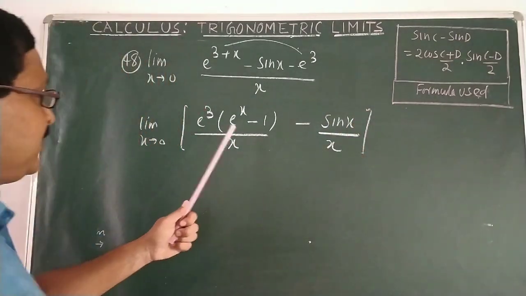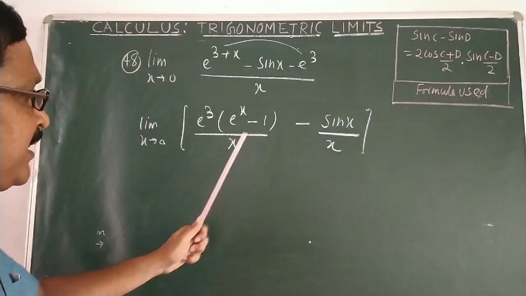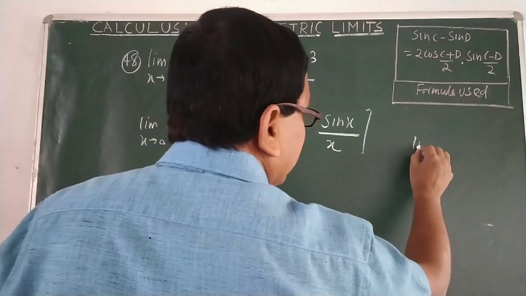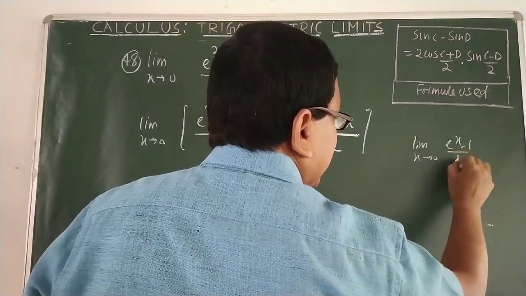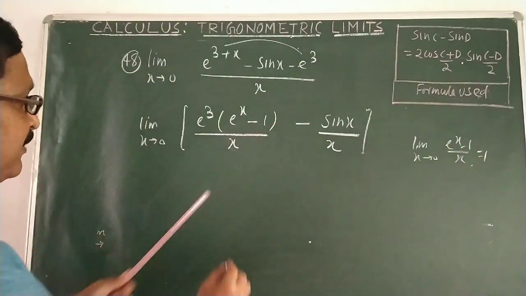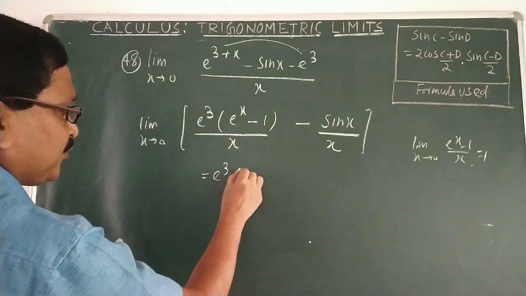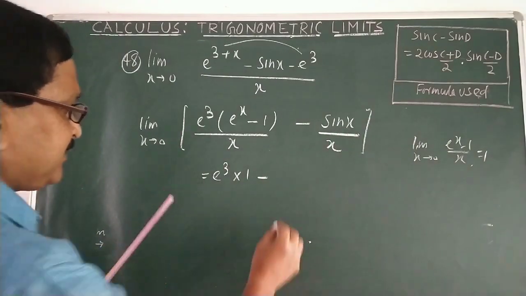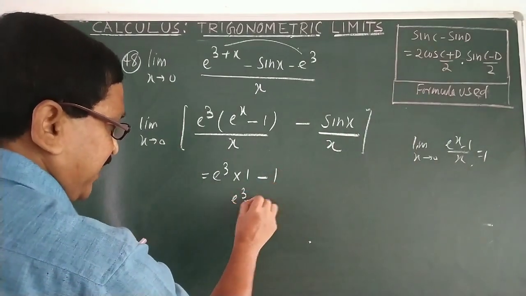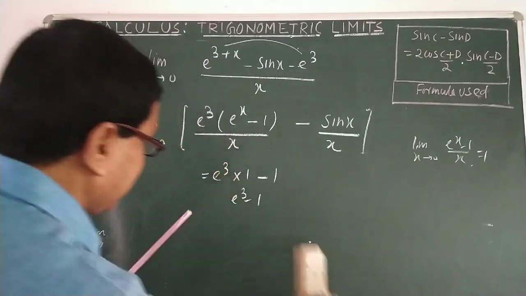Now we know that limit of x tends to 0, e^x minus 1 by x is equal to 1. So this part will be 1. So this is e3 into 1 minus, and also sin x by x under limiting condition is 1. So the answer is e3 minus 1. So this is the final answer.